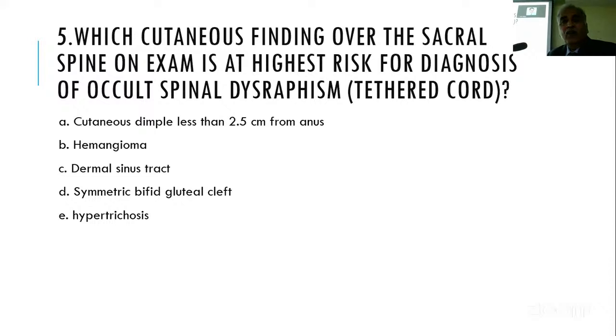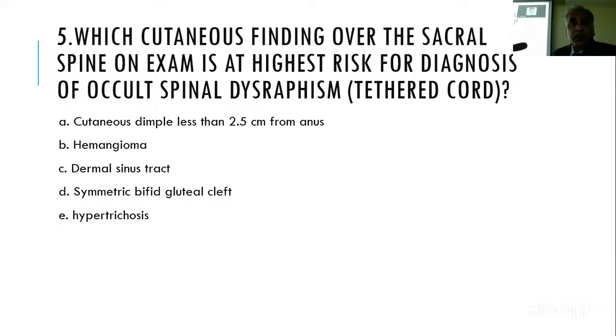Which cutaneous finding over the sacral spine on exam is at the highest risk for diagnosis of occult spinal dysraphism? Right. So, symmetric hypertrichosis. Hypertrichosis is generalized, right? Cutaneous dimple. That is right.